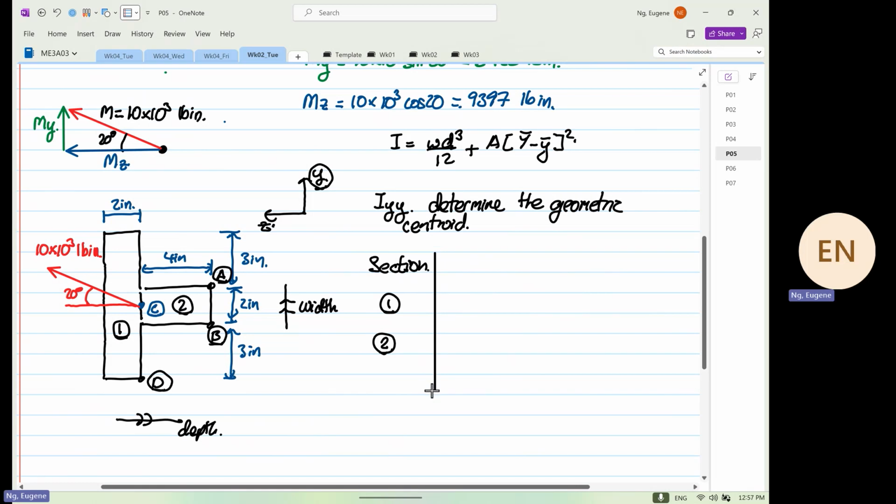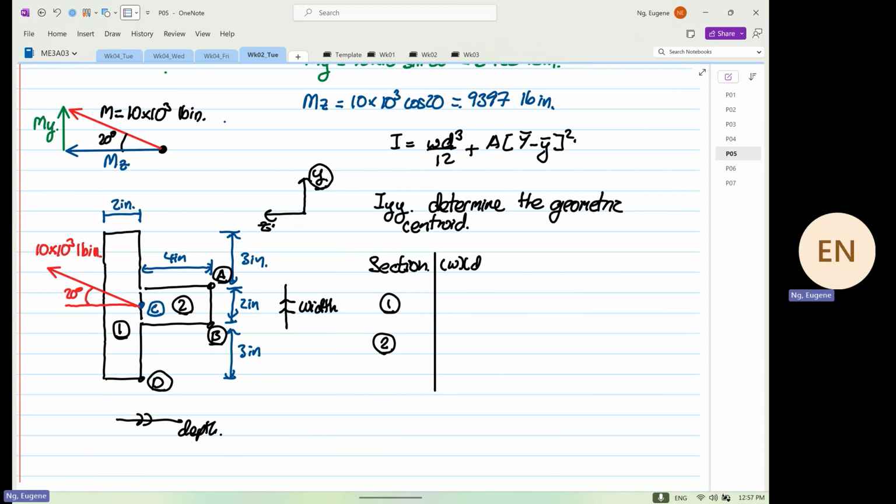the next thing that I propose is that we calculate what is our width and what is our depth. I repeat, first we start with our width and with our what? Our depth. So for section 1, our width is 8. Our depth is 2. This is equal to 16. In section 2, our width is 2. Our depth is 4. So this will be equal to 8. Okay, so 16 plus 8 is equal to 24.